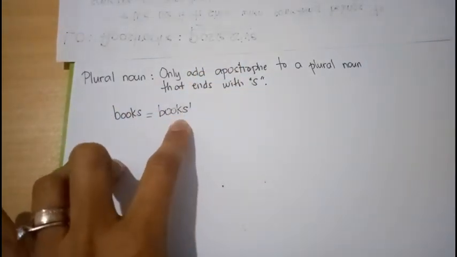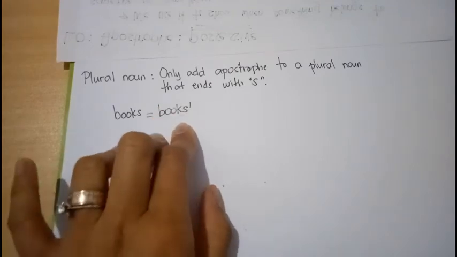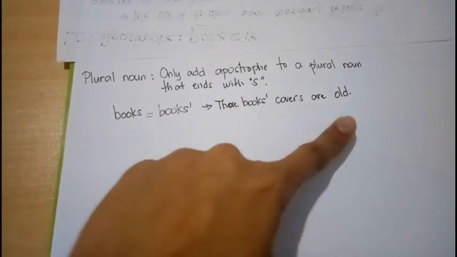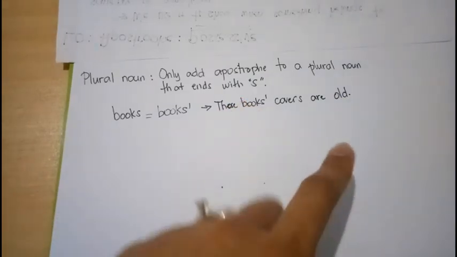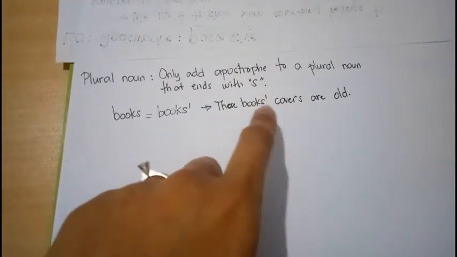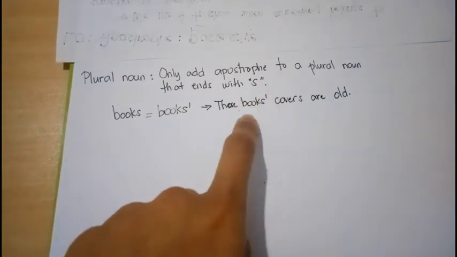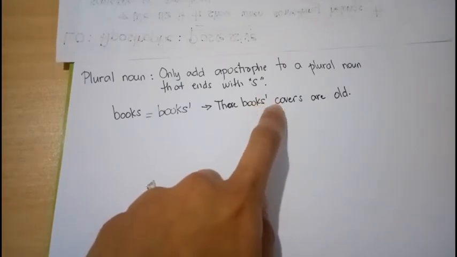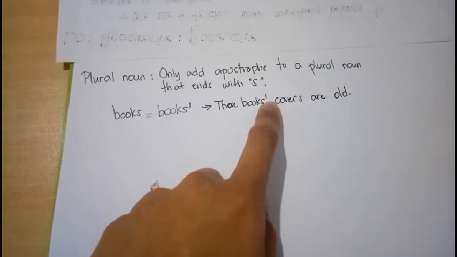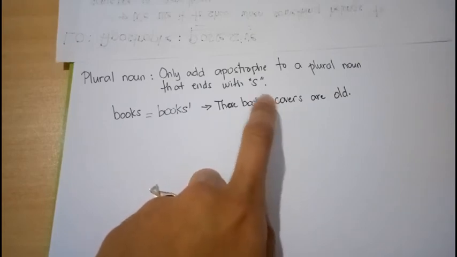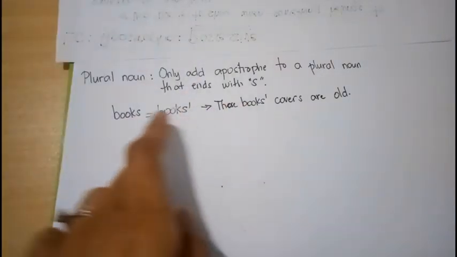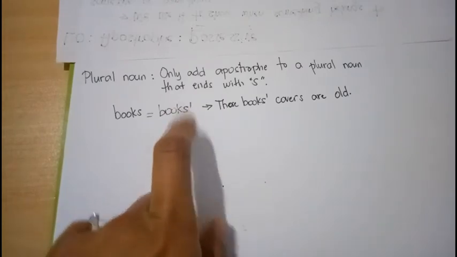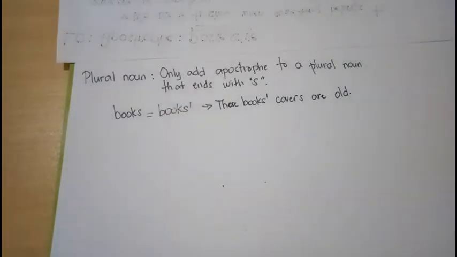I will use it in a sentence so you will see the meaning. Example sentence: those books' covers are old. Whose covers, or who owns the covers, or what owns the covers? The books own the covers. So we just add an apostrophe after the letter S. We don't add S because that is only for singular nouns that end with S. But for this one, it's plural that ends with the letter S. So we only add an apostrophe. Okay, don't confuse yourself with that. The other one was singular.